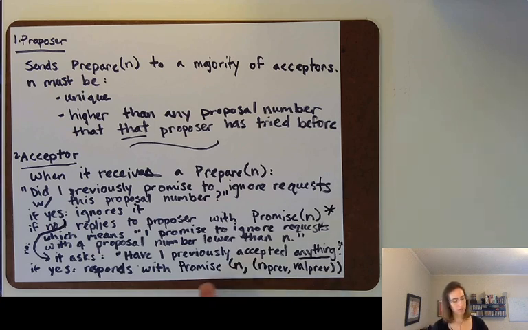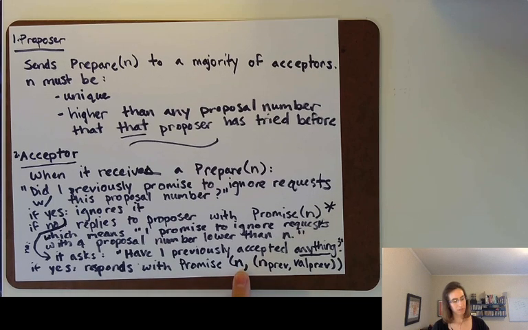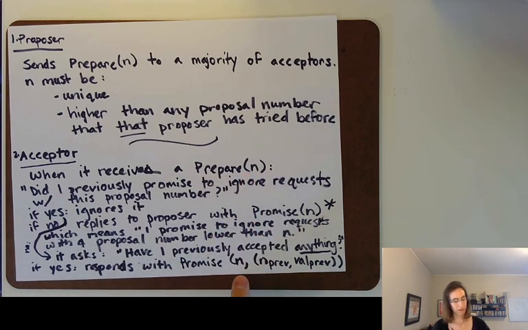So this promise message now has two pieces. There's the n, which was what it got in the prepare, and then there's the previously accepted proposal number and the value that went with that accepted thing. So a promise message only has this additional component that only gets used if the acceptor has previously accepted something.